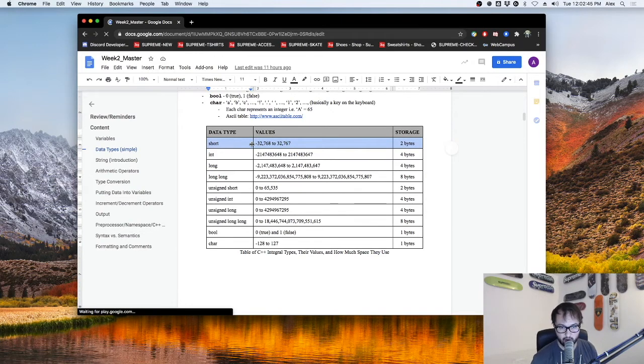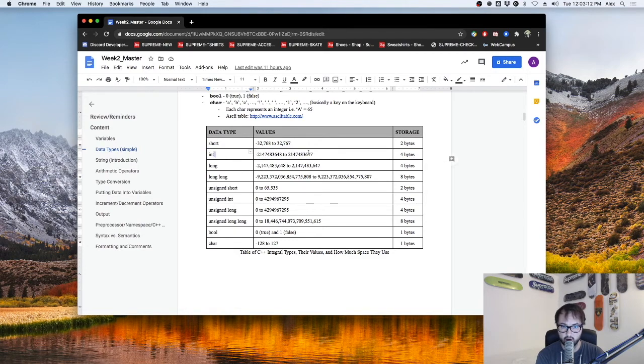Okay, so we have a short. A short is 2 bytes, which we went over in the overview of a computer. As a signed short, which means it can hold negative and positive values, it is going to be negative 32,768 to 32,767, which is a terrible number to remember. That's why you'll never need to know that on a test.